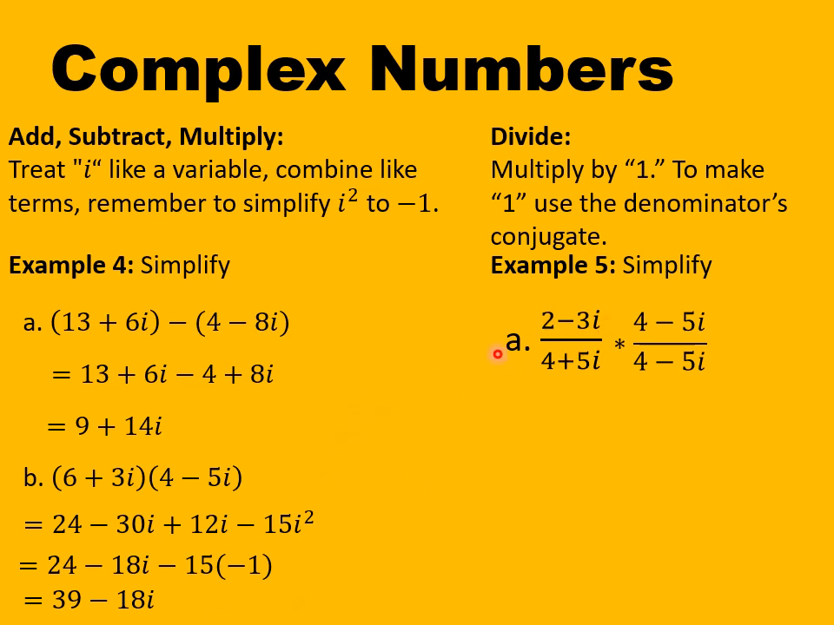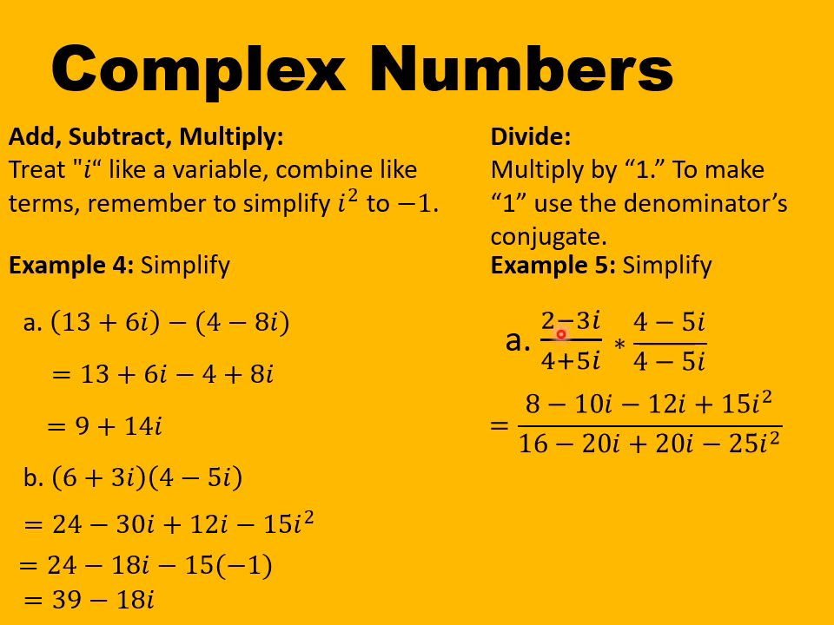2 times 4 gets us 8, 2 times -5i gets us -10i, and then -3i times 4 gets us -12i, -3i times -5i gets us plus 15i squared. On the bottom, 4 times 4 gets us 16, 4 times -5i gets us -20i, 5i times 4 gets us plus 20i. If you notice, those middle two are going to cancel out. 5i times -5i gets us -25i squared. The i squared is going to turn that minus 25 into a plus 25 because i squared is negative 1.